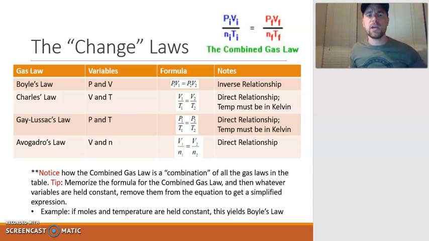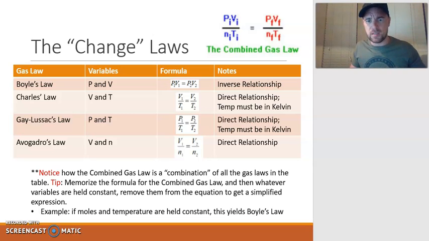Okay, so here's a Cliff's Notes slide for you. All the gas laws we're going to learn are listed right here. We're going to go through 4: Boyle's Law, Charles's Law, Gay-Lussac's Law, and then Avogadro's Law. Real quickly, Boyle's Law is only going to look at pressure and volume. Charles's Law only looks at the relationship between volume and temperature. Gay-Lussac's Law looks at pressure and temperature only. And Avogadro's Law looks at volume and number of moles.